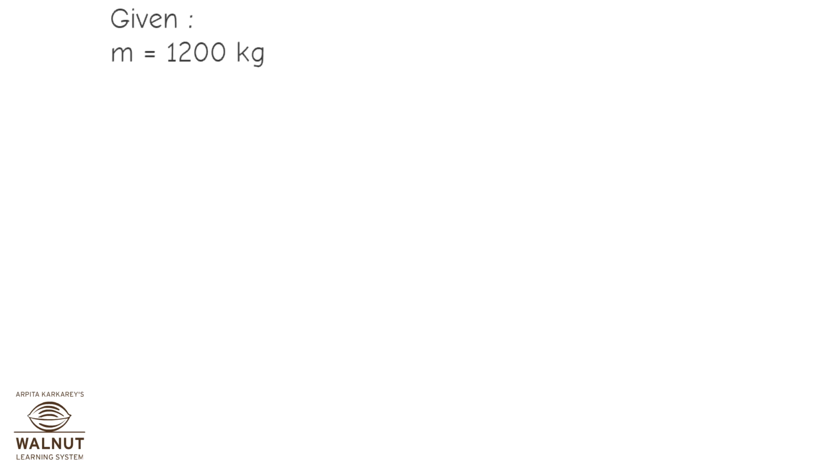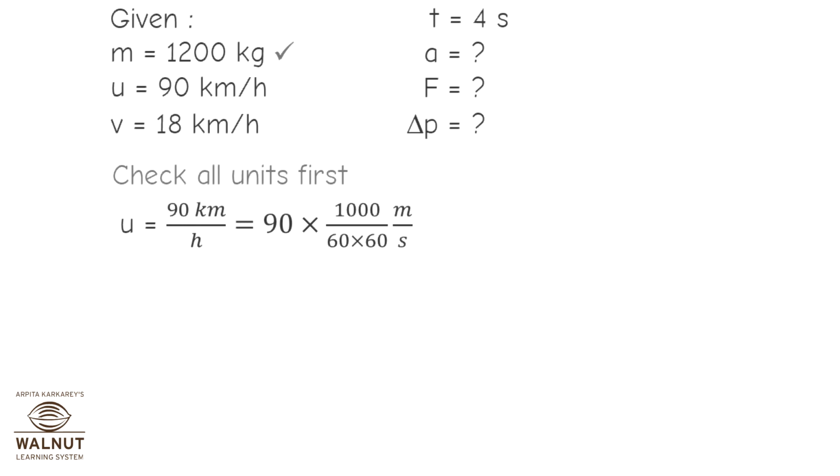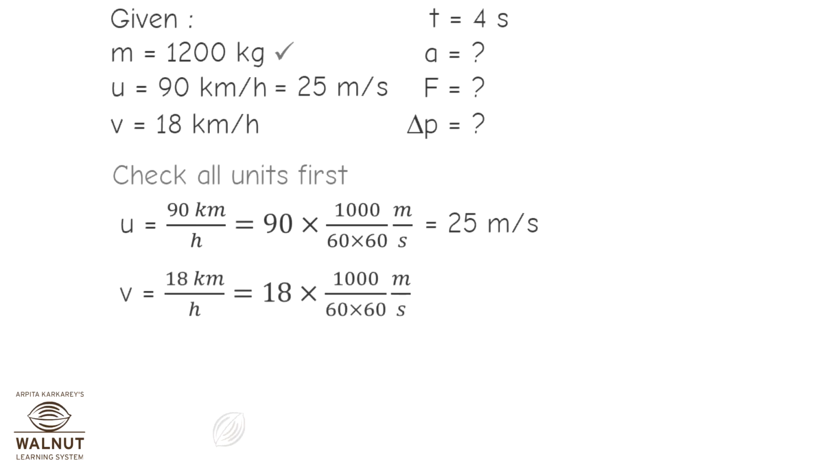We are given m is equal to 1200 kgs, u is equal to 90 km per hour, v is equal to 18 km per hour, t is equal to 4 seconds. We have to find a and F and delta p. Check all units first. u is equal to 90 km per hour, which is equal to 90 into 1000 upon 60 into 60 meters per second, which is equal to 25 meters per second. v is equal to 18 kilometers per hour, which is equal to 18 into 1000 upon 60 into 60 meters per second, which is equal to 5 meters per second.